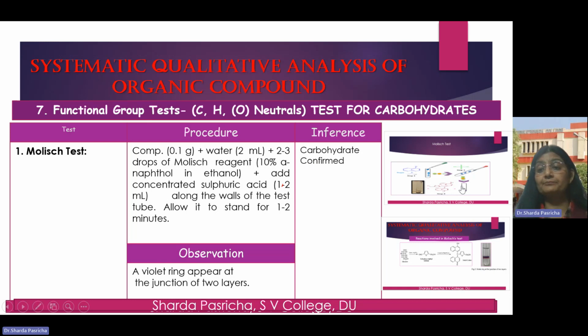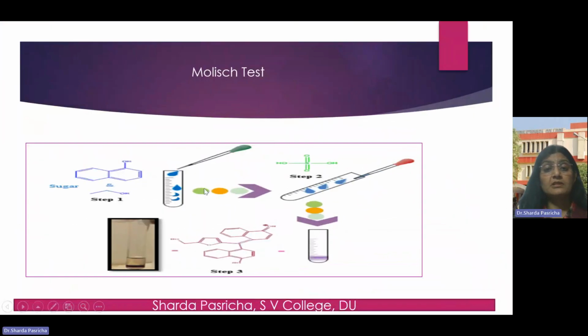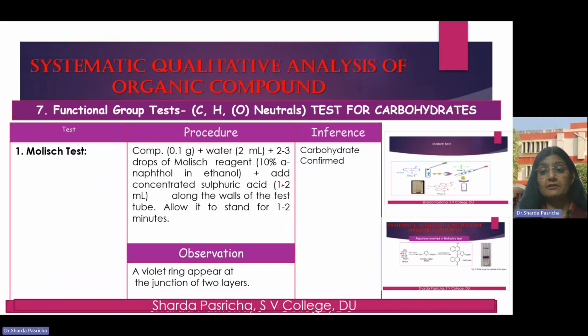Okay, let us see visually how the test looks. This is how you will get a violet colored ring, which will be coming at the junction of the two layers. In between the two layers, this is the bottom layer, will be sulfuric acid, and this is the aqueous solution at the top. And this is the violet colored ring that you get here. Okay. Let us now understand the chemistry of this test.